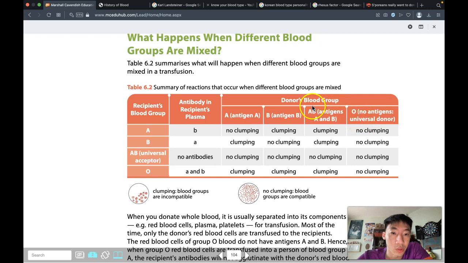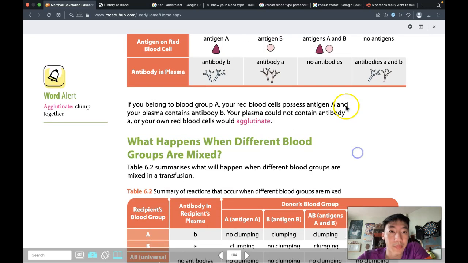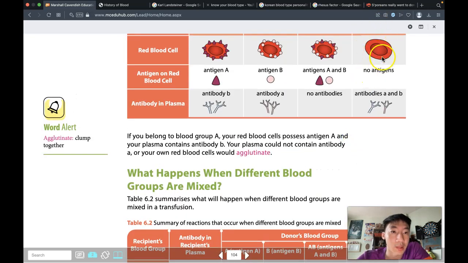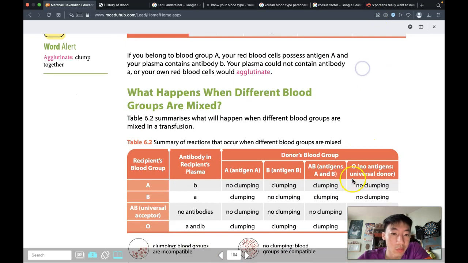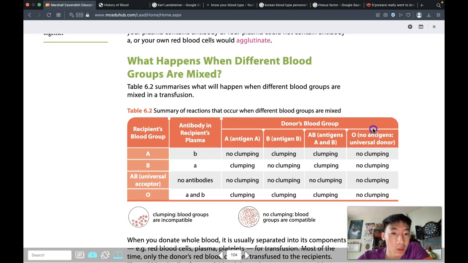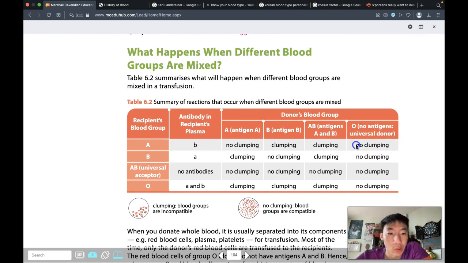Because the donor O has no antigens, right? Their blood is like that, no antigens. And this is what we call a universal donor. So in general, a person with blood group O is very useful because he can donate blood to any other recipient and there will be no clumping.